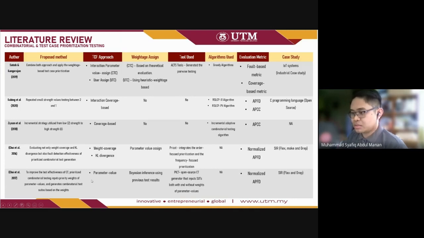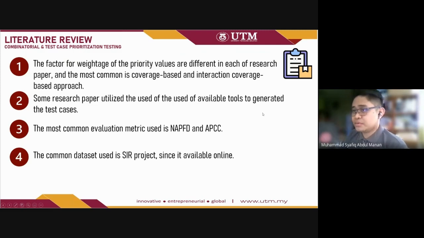And then lastly, this paper uses the parameter value, most likely the same as this one, parameter value assigned. They also use tools that are available open source to generate the test cases, and they use the normalized FPFD value. From this literature review, the factors for weight assignment are different for each research paper, and most papers are coverage based and interaction coverage based. And some papers utilize available tools to generate the test cases. The most common evaluation metrics are NFPFD and FPCC, and the common tool is PICT, since it's available online and easy to access.